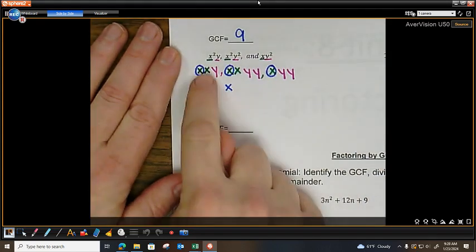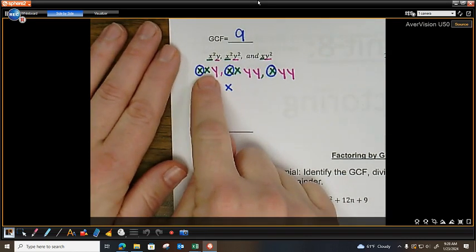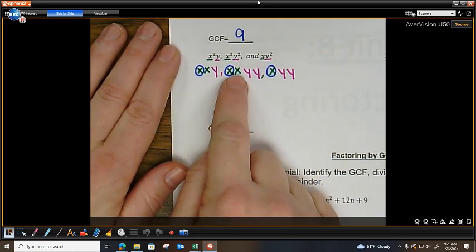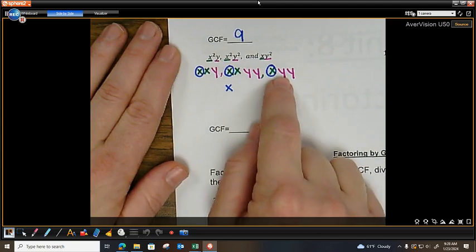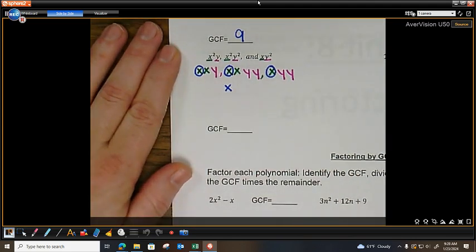Do they all have another x in common? Does this have an x? Does this have an x? Does this have another x? No, so I'm done with my x's.